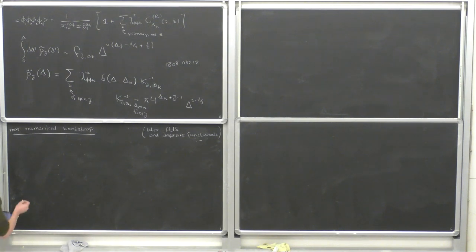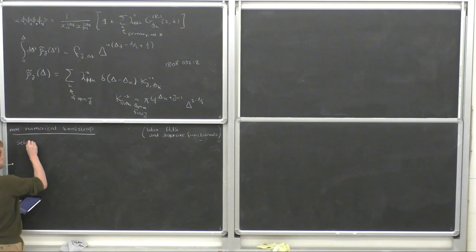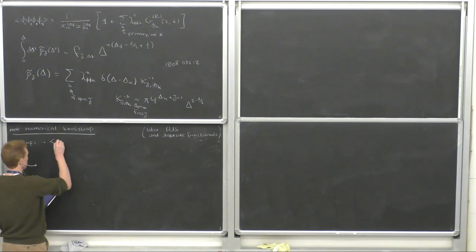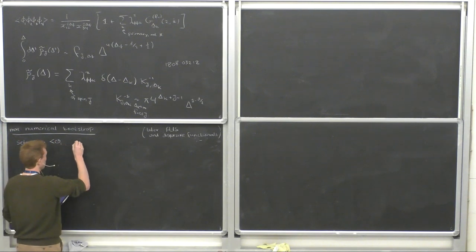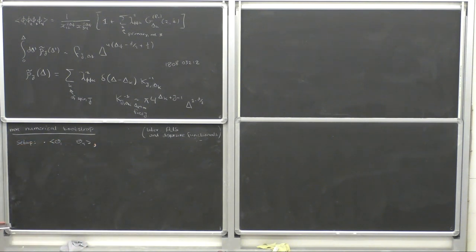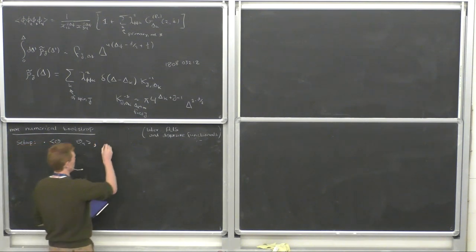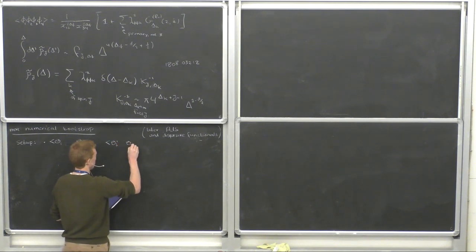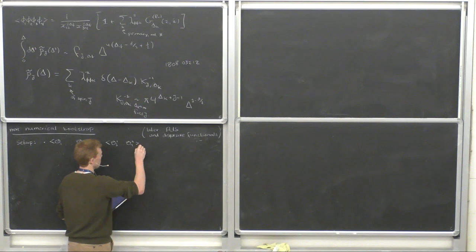So what about more numerical bootstrap? Well, roughly speaking, we've seen this game that we play. The general setup that people play in the literature is you start with maybe not one correlation function, but a set of correlation functions. So a finite number of four-point functions.